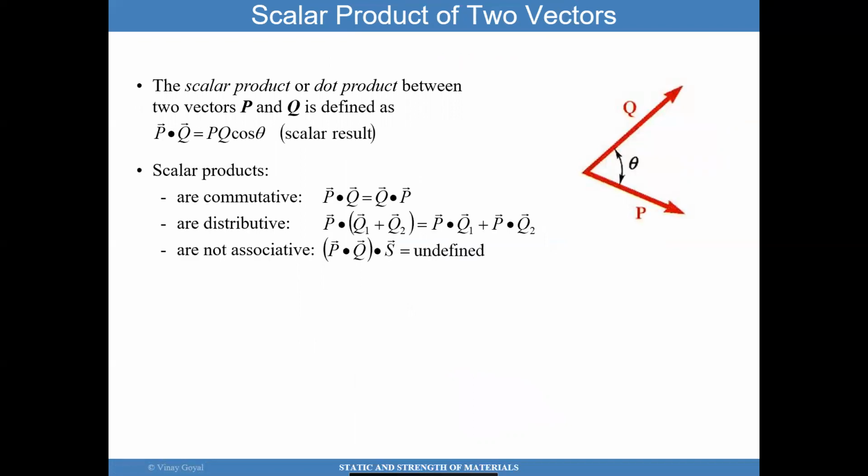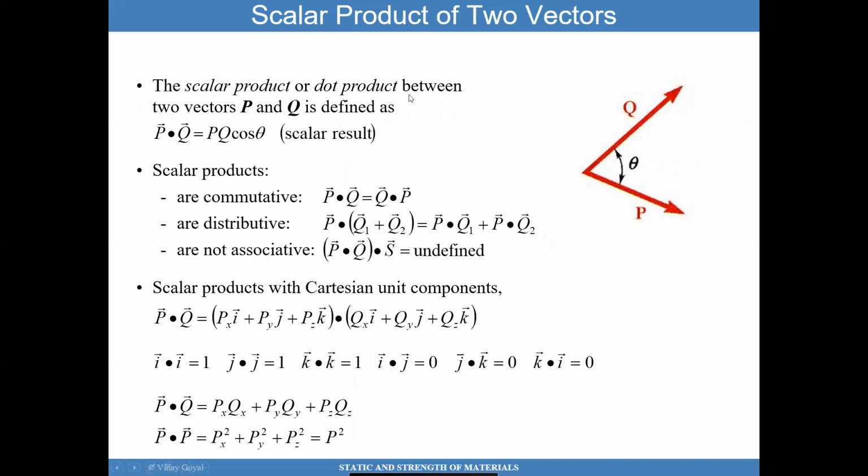Let's discuss now what a scalar product of two vectors is. If I have two vectors P and Q, the dot product of P and Q will be equal to PQ cosine theta. And it's useful because if you know the vector P and the vector Q and you know their magnitudes, you can determine the angle between them. So that's the usefulness of this approach.